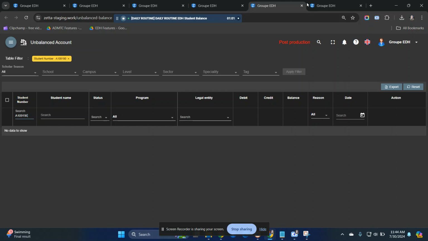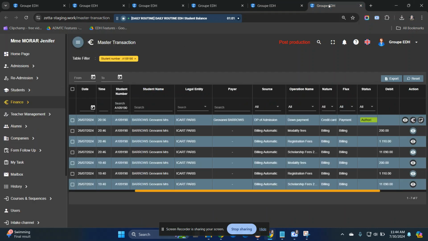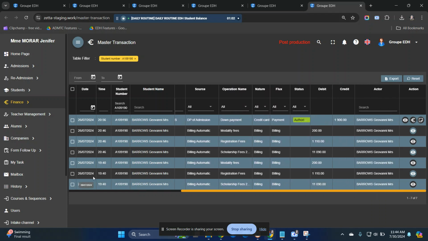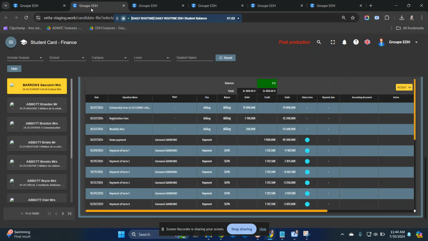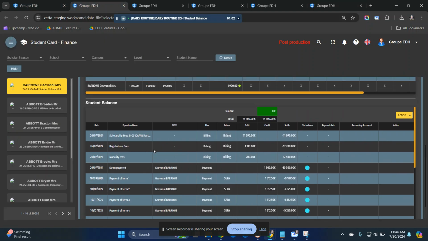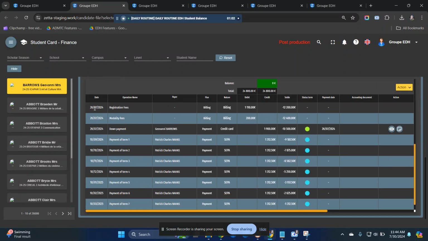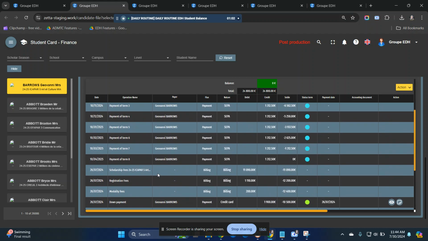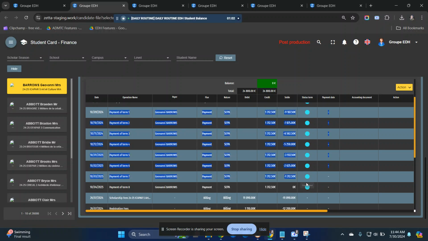Okay, when I check in the unbalanced account, it doesn't display any data because the student has a balance. And look at this, it also displays the same as the operation lines. I think the problem is the student balance is generated 2 times in the payment of term 1, payment of term.